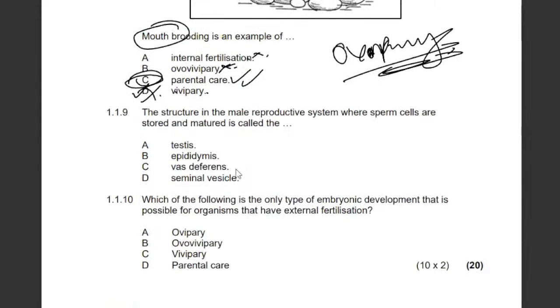The structure in the male reproductive system where sperms are stored and mature is called, sperms are stored for temporary maturity. So that structure is called epididymis. The answer was supposed to be epididymis. I think you guys are getting it.